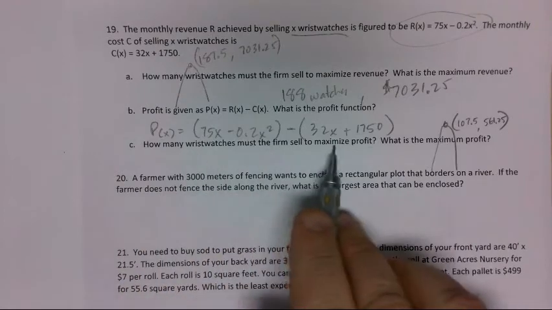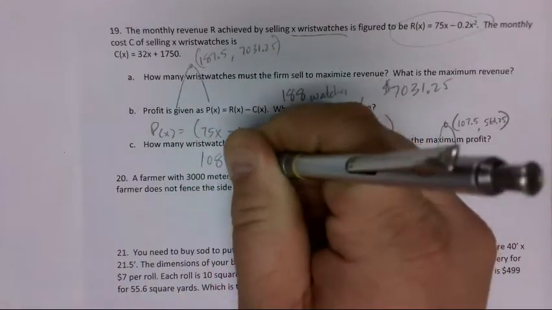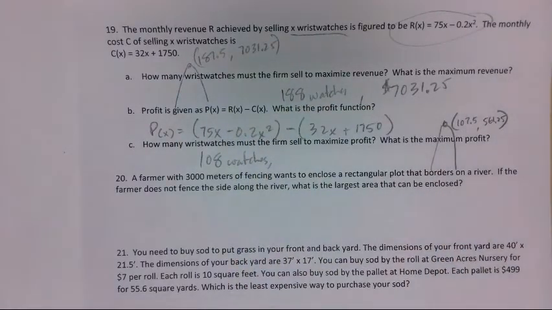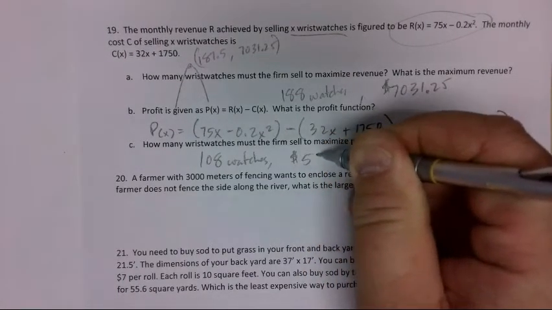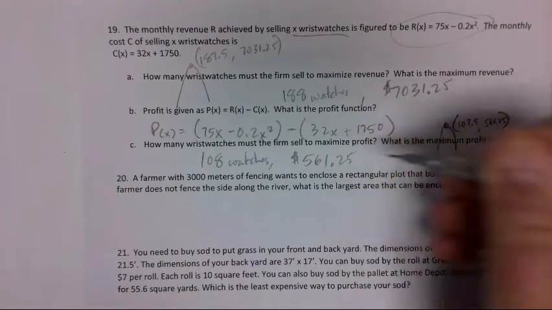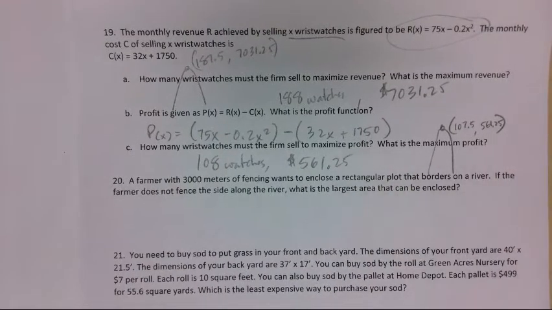So how many wristwatches must they do to maximize profit? 108 watches. If you left it as 107.5, I'd be okay. And then the profit is going to be 561.25. That will be my monthly profit. Okay. So this is a Desmos kind of question.